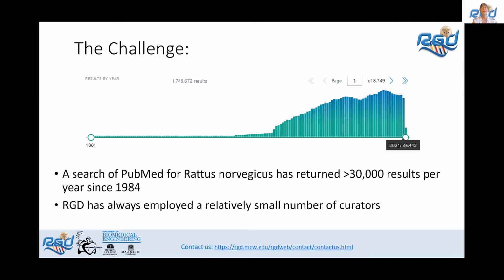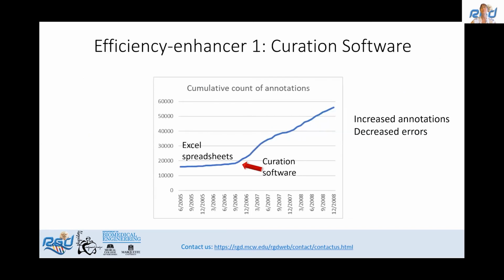So here's the challenge. If you do a search of PubMed for rat, it returns about 30,000 papers per year since 1984. And RGD has always been a relatively small curation shop. So we have a relatively small number of curators. So we really had to be able to address how to look at this corpus of papers and be able to curate out of those.